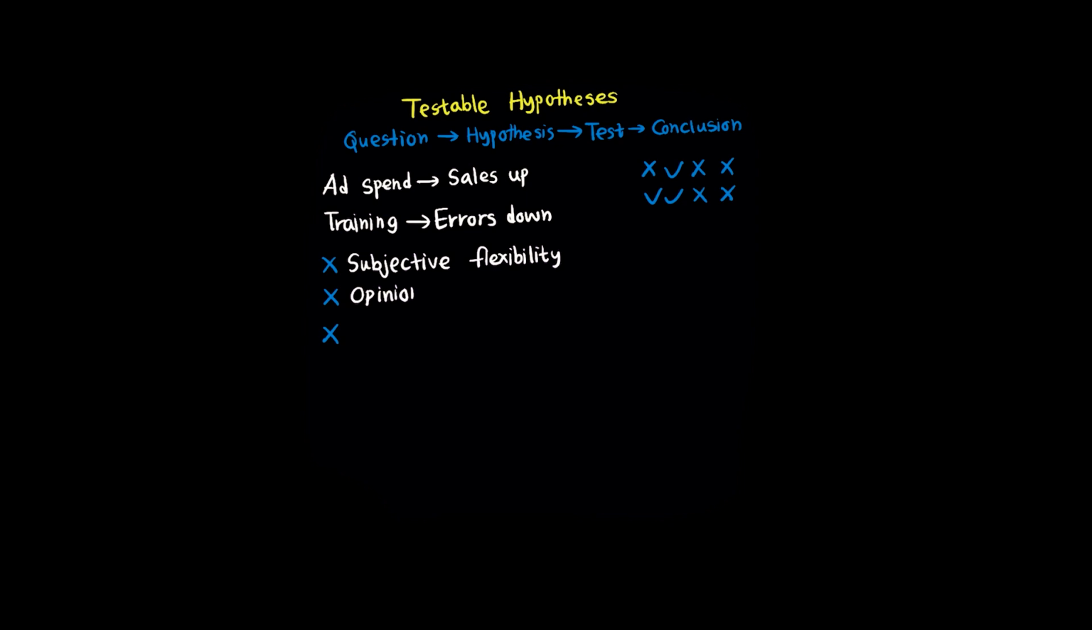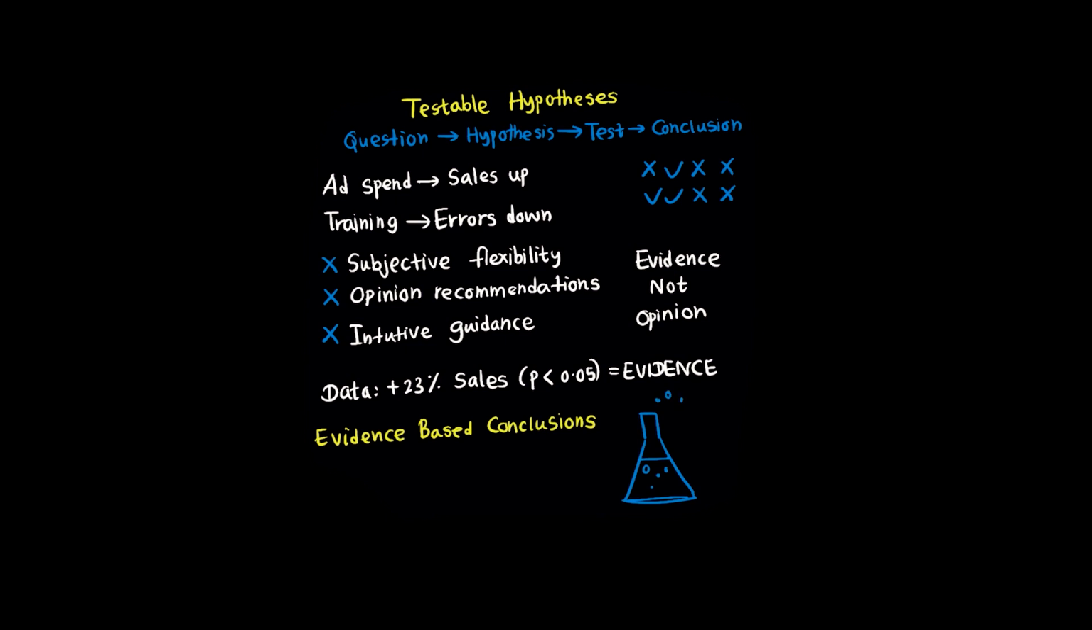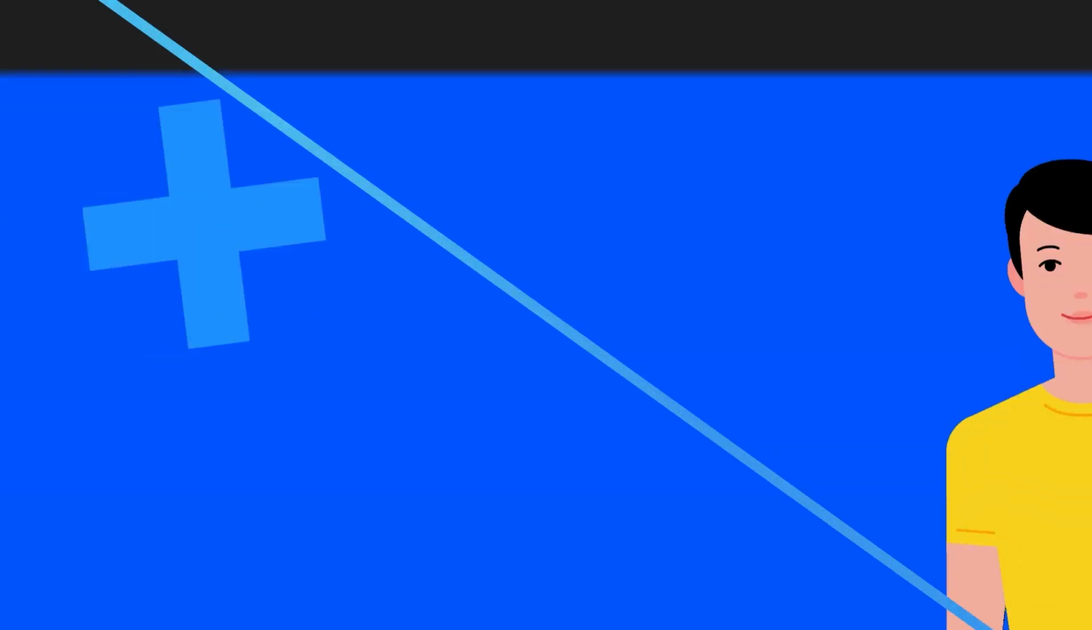Evidence speaks clearly. Opinion-based recommendations would rely on personal views. Intuitive guidance would depend on gut feelings instead of facts. If data shows advertising increased sales 23% with significance, that's not opinion, it's evidence. This systematic approach transforms research into scientific investigation, producing evidence-based conclusions.